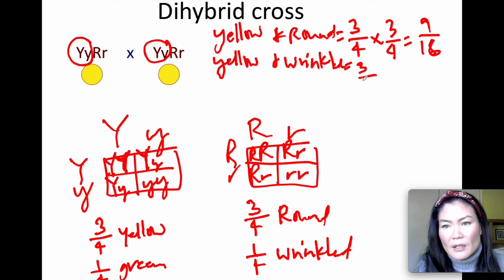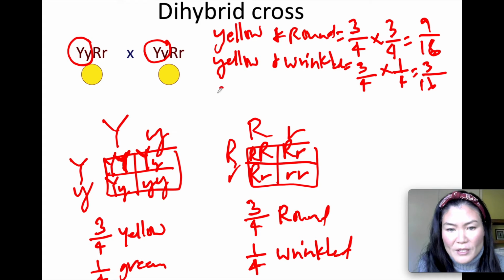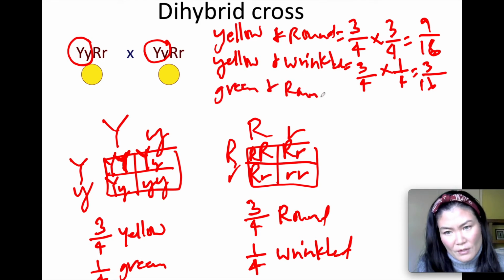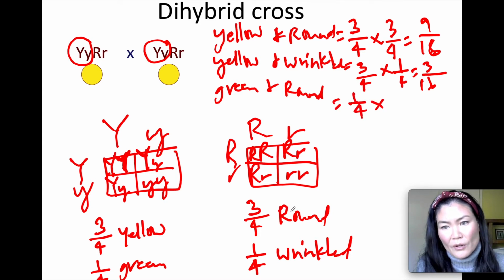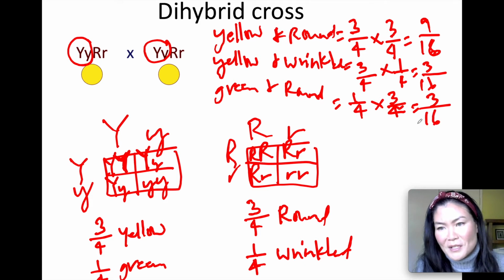Yellow is 3/4. Wrinkled is 1/4. And that gives me 3 times 1 is 3, 4 times 4 is 16. Now let's do green and round. That gives me 1/4 times round, which is 3/4. So 1 times 3 is 3, 4 times 4 is 16.